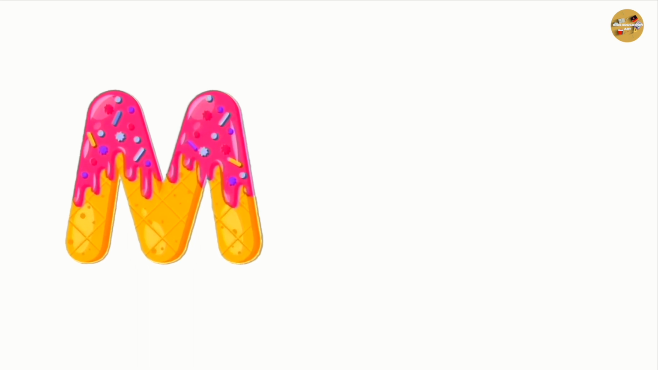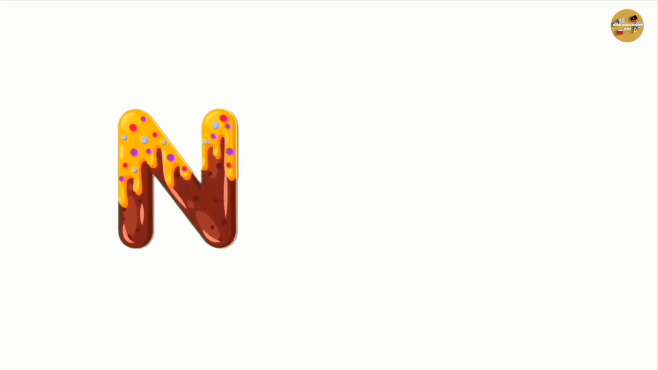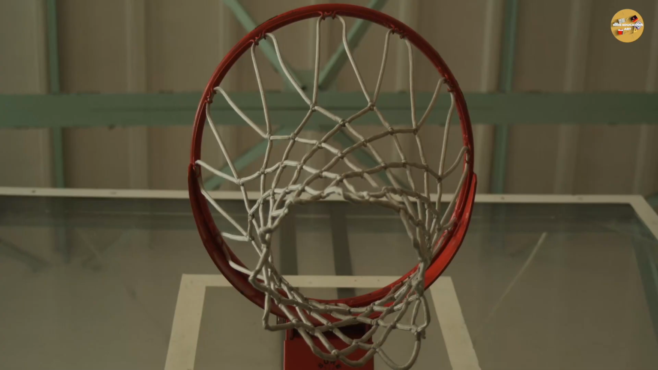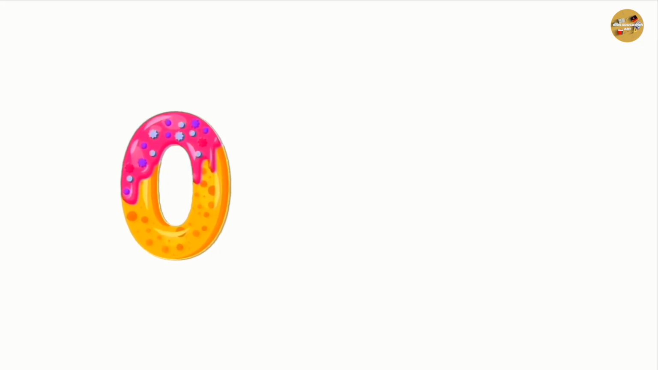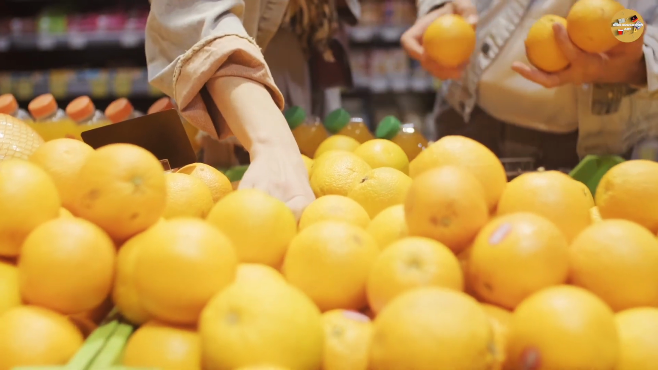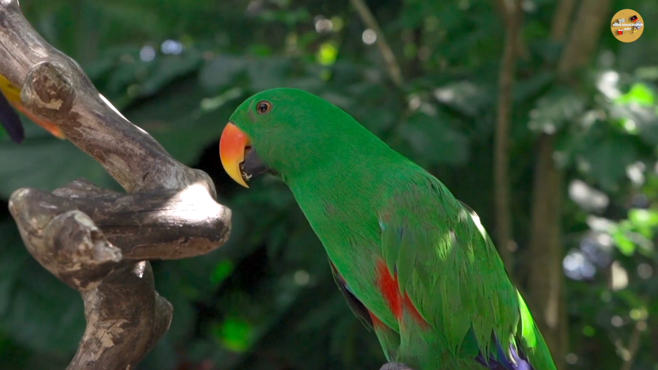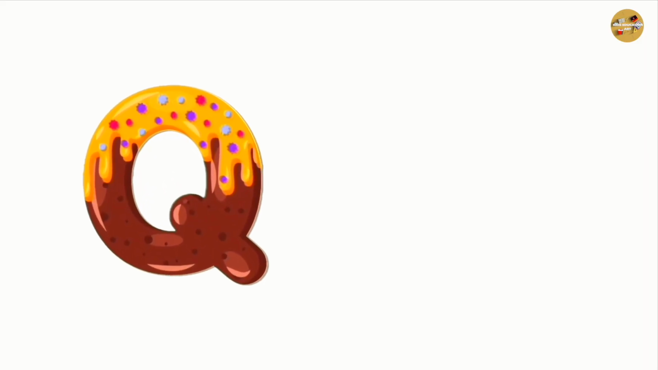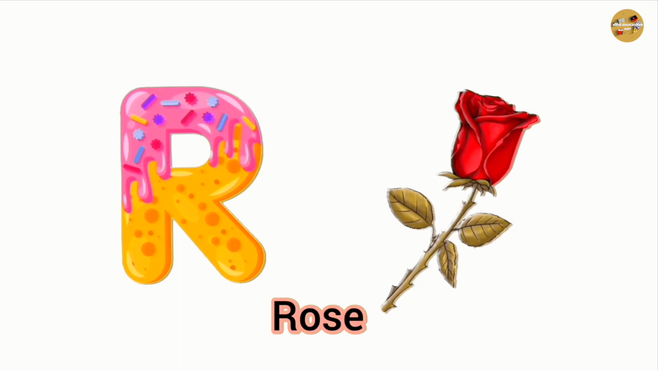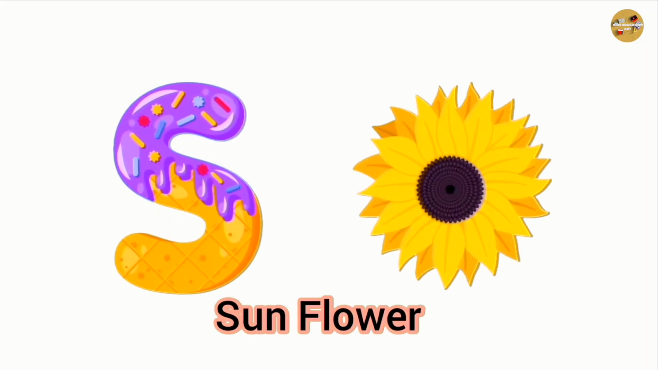M. M is for moon. N. N is for net. O. O is for orange. P. P is for parrot. Q. Q is for queen. R. R is for rose. S. S is for sunflower.